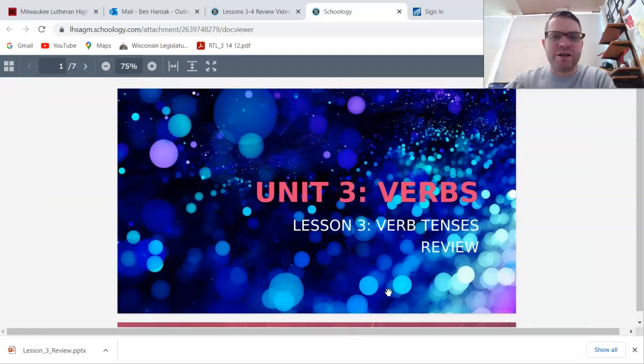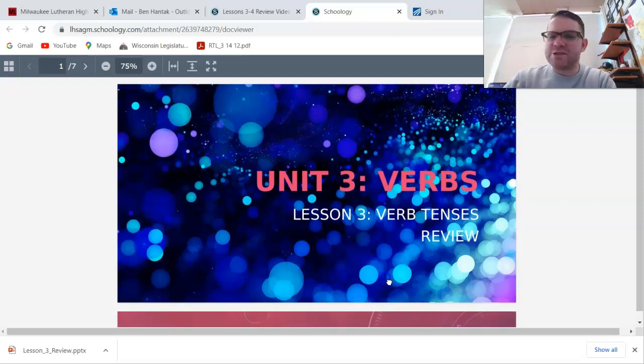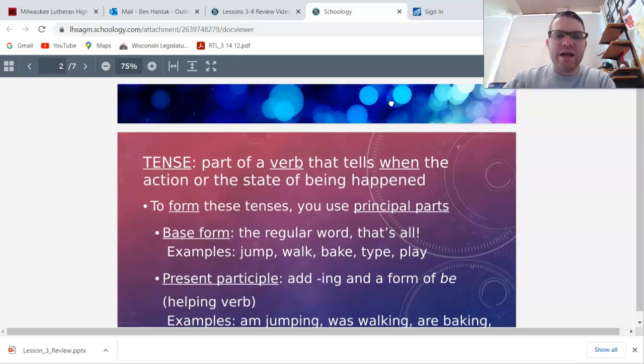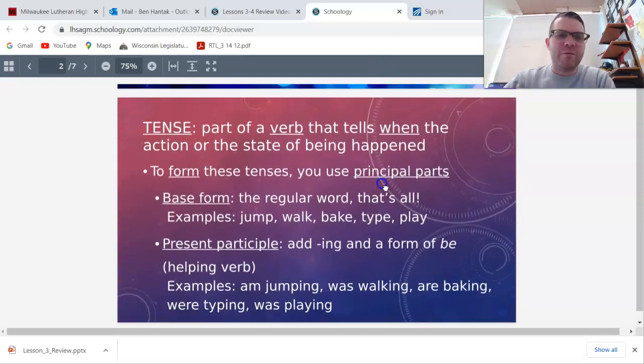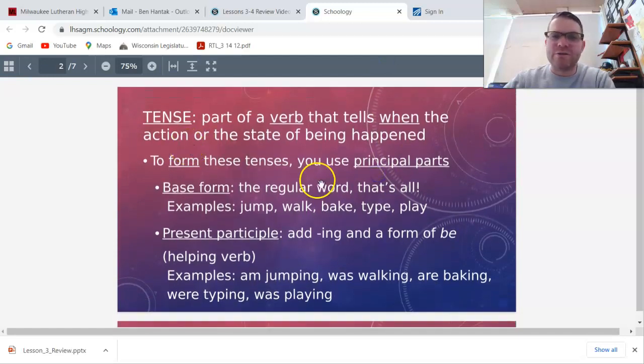So tense is what we covered towards the end of last week. We did a little bit of brushing up on Monday, or yesterday, as well. As a reminder, tense is simply the form of a verb that tells us when the action or state of being happened. This is English's main way of identifying time within a sentence. As a reminder, the principal parts are what we use to form those tenses.